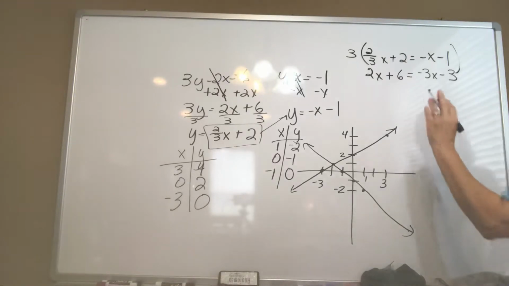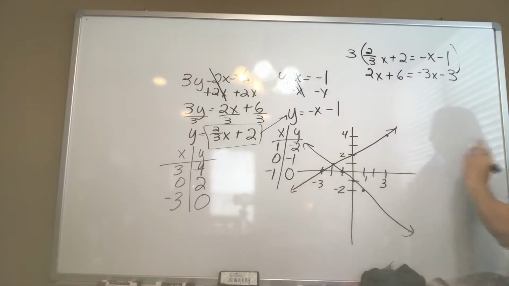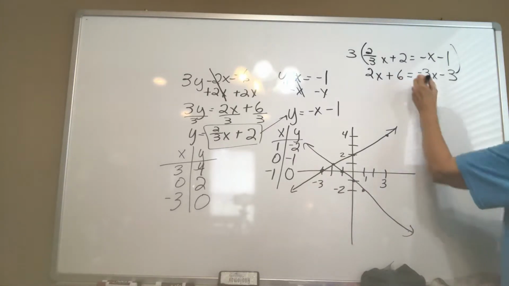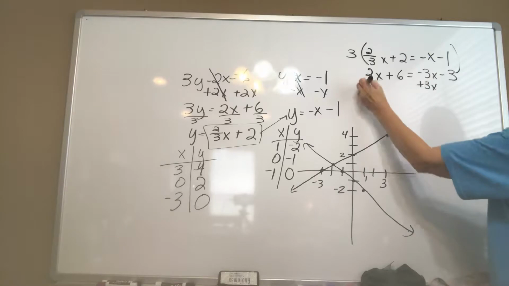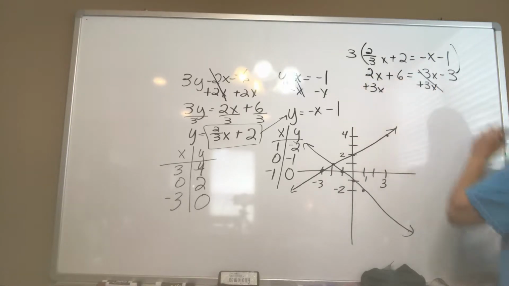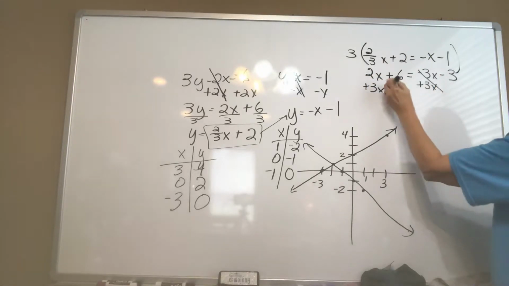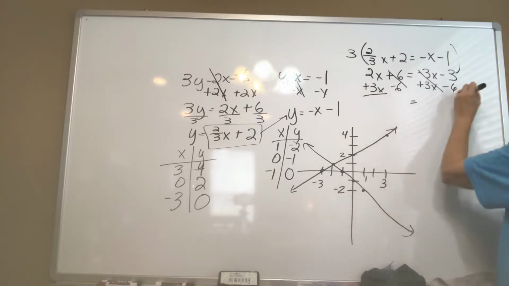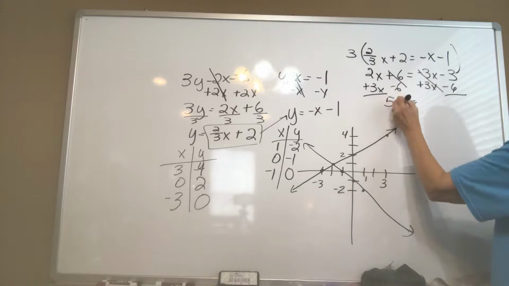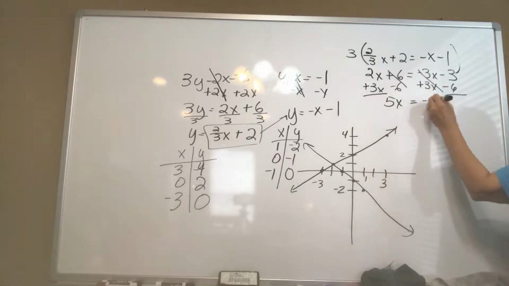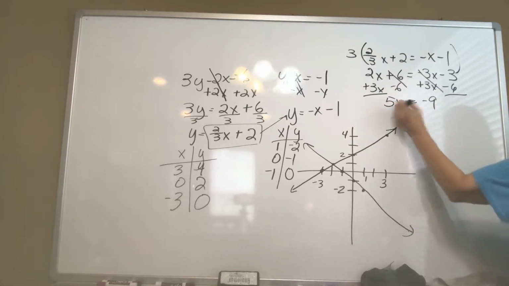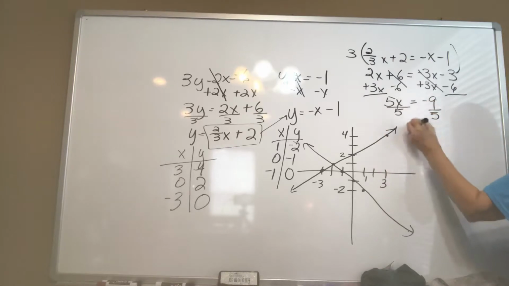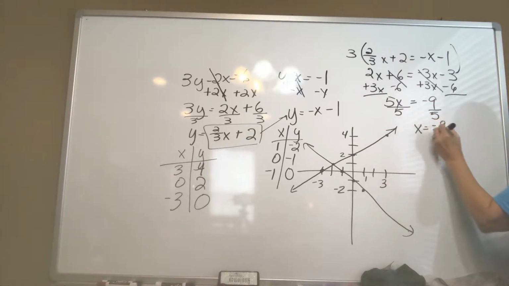I want to move all my x's to one side, my like terms, and my constants on the other side. So I'm going to add 3x to both sides, and I'll subtract my 6 on both sides. So then I'm left with 5x equals negative 9. Dividing by 5 on both sides, x is negative 9/5.